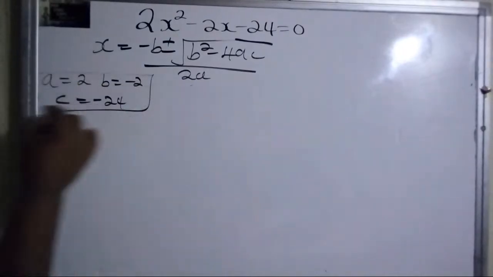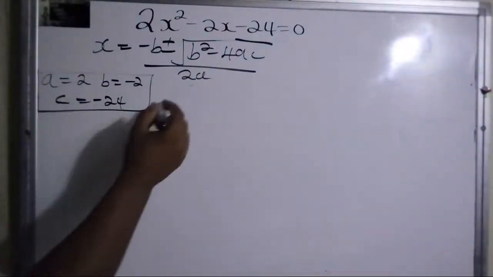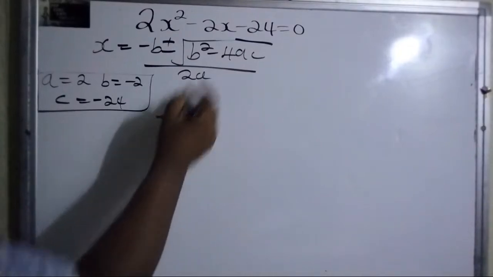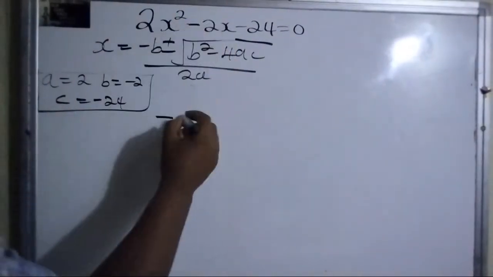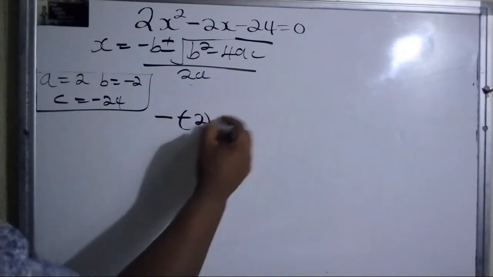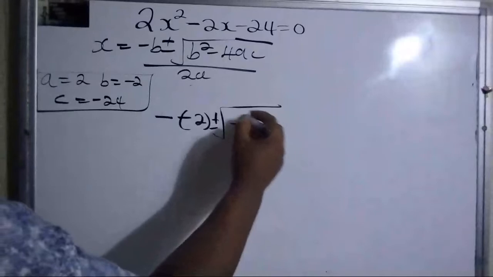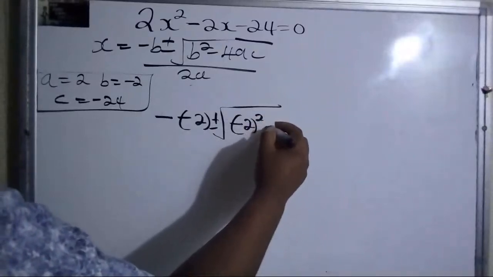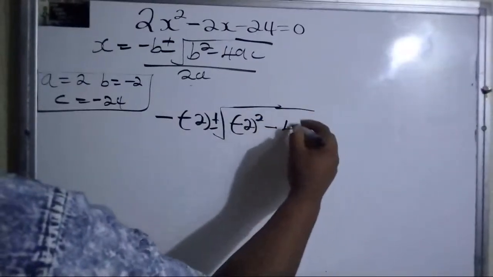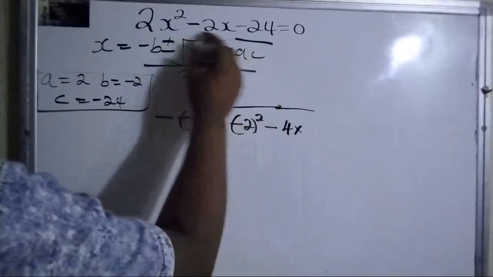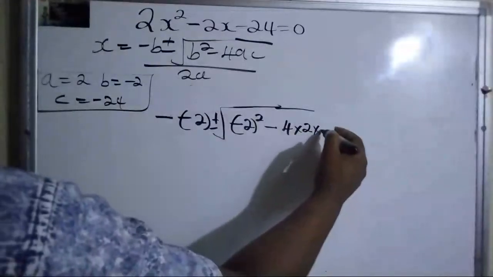Let's go. So we're going to substitute now. So we have minus B. B is minus 2, so we put another minus. That's a very common error students make. Minus 2 squared means 2 times itself, minus 4 times A, which is 2, times negative 24.